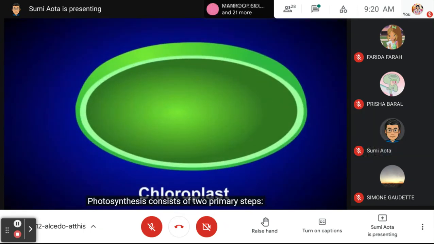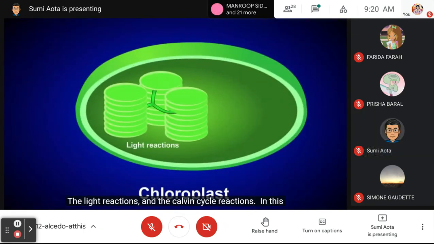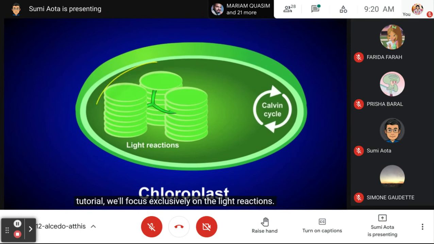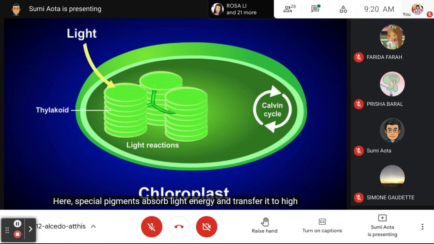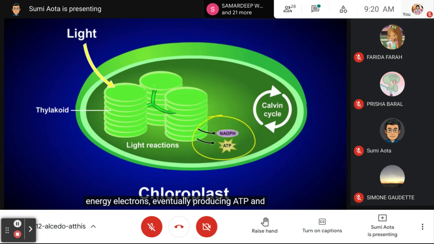Photosynthesis consists of two primary steps, the light reactions and the Calvin cycle reactions. In this tutorial, we'll focus exclusively on the light reactions. The light reactions occur within the thylakoid of the chloroplast. Here, special pigments absorb light energy and transfer it to high-energy electrons, eventually producing ATP and the electron carrier NADPH.